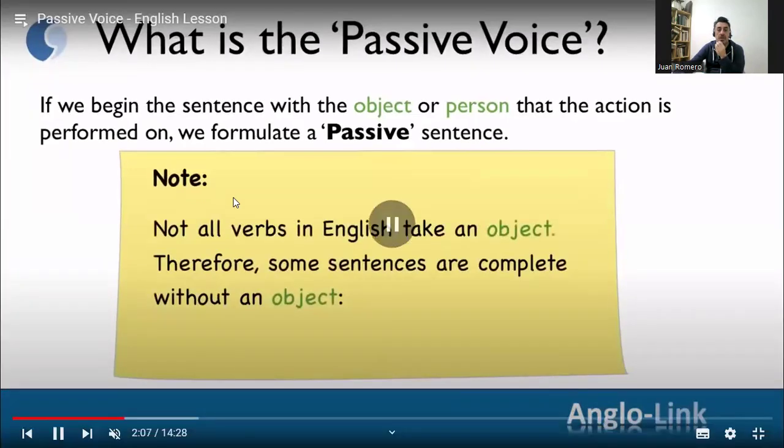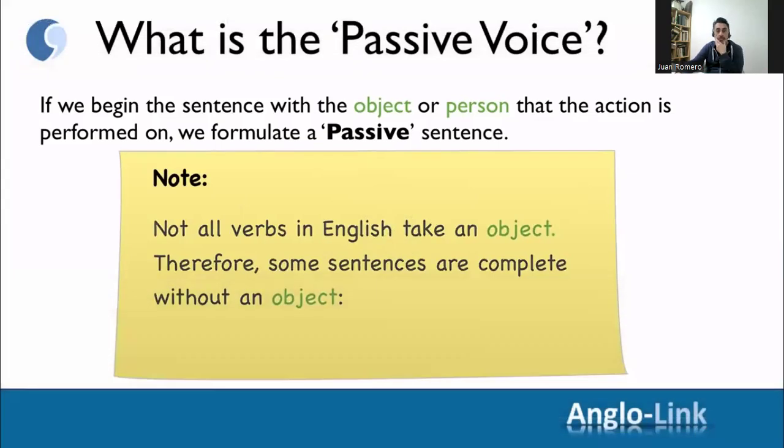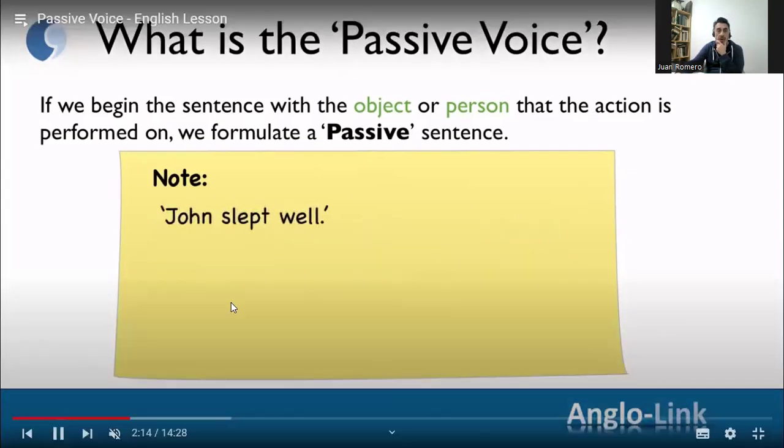Not all verbs in English take an object. Therefore, some sentences are complete without an object. Okay, what do we say here? That the agent is the one who has an action upon the object. The agent is whether the person or the people or the weather, it. That is why I say the agent or the subject. Some sentences are complete without an object, such as John slept well. John lives far away.